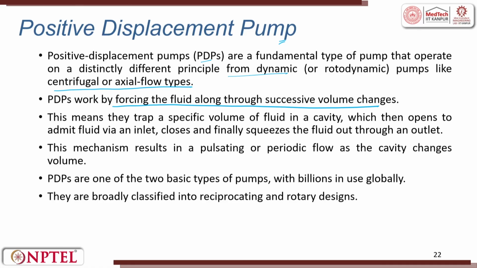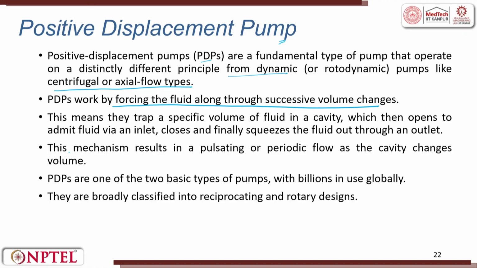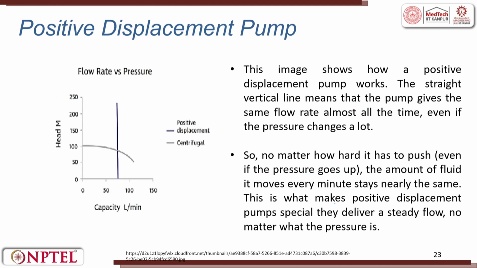So, there is a closed volume, you sucked it, now you are pressurizing it. So, there is a pressure which goes. This mechanism results in pulsating or periodic flow, because the piston goes up and down, up and down, as the cavity changes the volume. The positive displacement pumps are one of the two basic pump types, with billions in use globally. They are broadly classified into reciprocating and rotary.